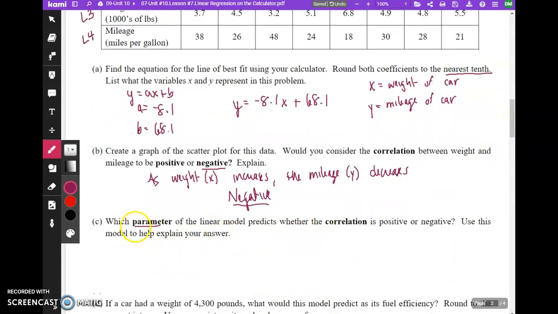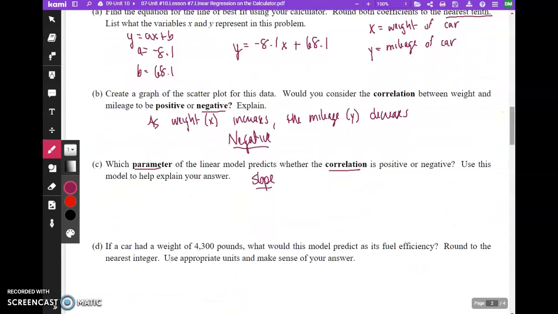All right, so which parameter of the linear model tells us this? Is it going to be the slope or the y-intercept? It would be the slope, because the slope is negative. The slope is negative, so that tells us the correlation is going to be negative. As x increases, the y decreases. So in this case, as the weight increases, the mileage decreases, which makes it negative. So that's going to be your correlation.